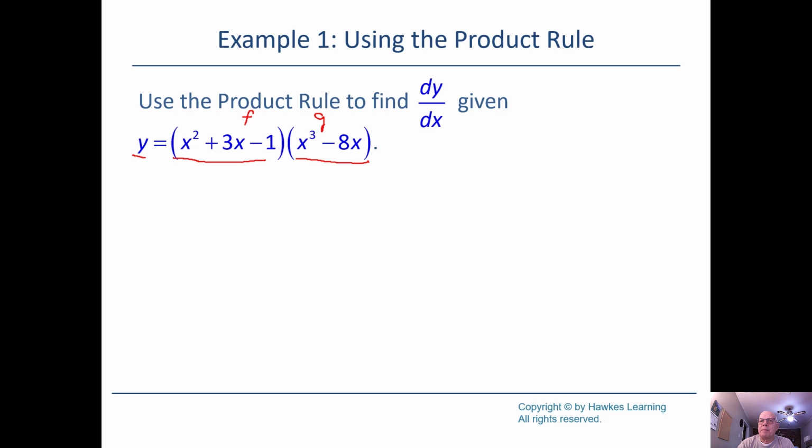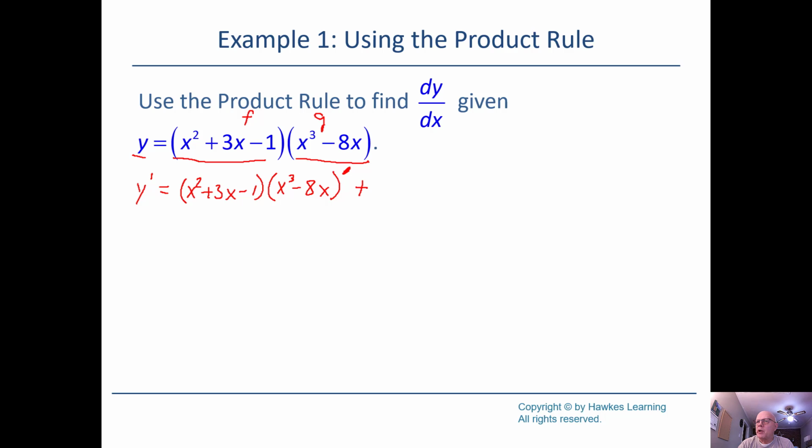So, setup. I want the derivative. We'll call it y prime, just to keep the space at a minimum. Now, we want each of these times the derivative of the opposite. So, I'll take x squared plus 3x minus 1. It gets multiplied times the derivative of the other one. And I'm not even going to do it yet. I'm just going to write down the second function. And I'm going to take the derivative of that. See that?